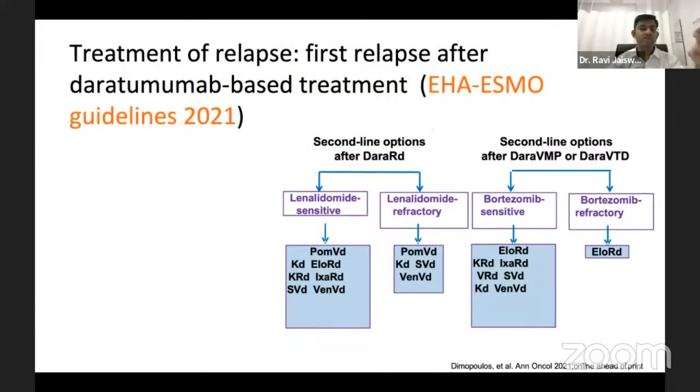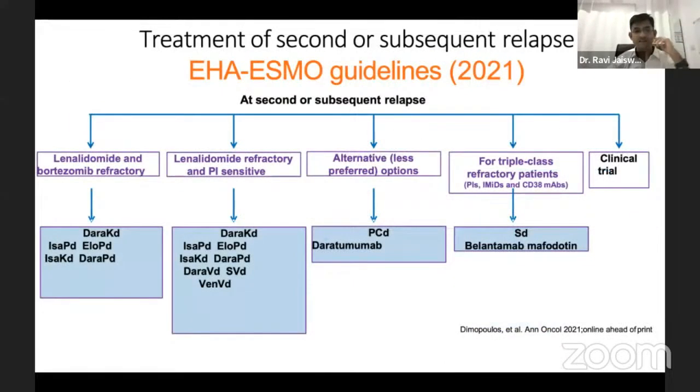And the most important treatment decision that we make is, if the patient is lenalidomide sensitive, we give them an opportunity to get a regimen that contains lenalidomide. If the patient is refractory, we may prefer pomalidomide or a bortezomib and not use the same drug. So the aim of subsequent treatment of myeloma is to give them another group of drug or another drug from the same category in order to have a better response. And this is what all these guidelines talk about.